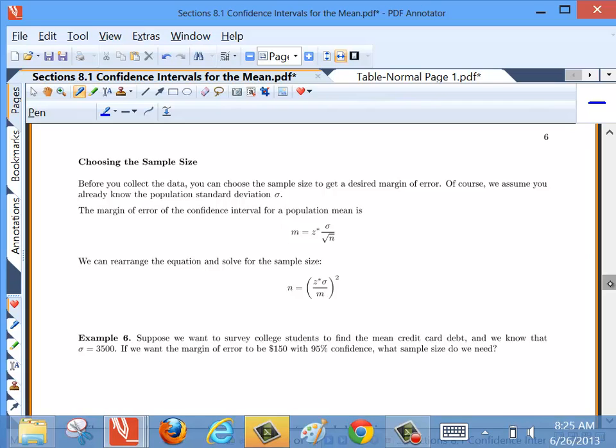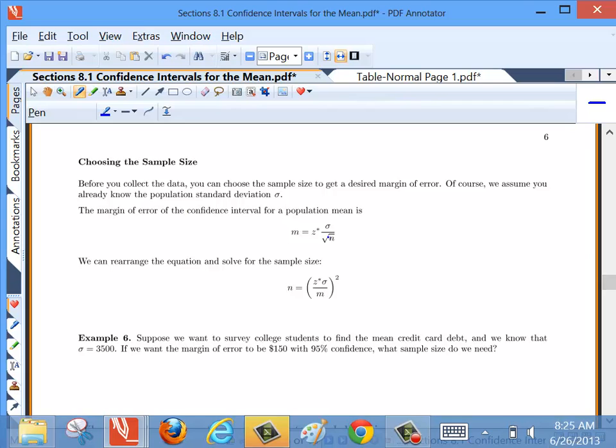Now, why don't they just go out and measure millions of people every time to make sure they get a really precise interval, or thousands of people every time? Time-consuming and expensive. So before we collect our data, we can choose our sample size to get a desired margin of error. Now, of course, we assume you already know your population standard deviation sigma, otherwise you couldn't use any of these confidence intervals we just learned.